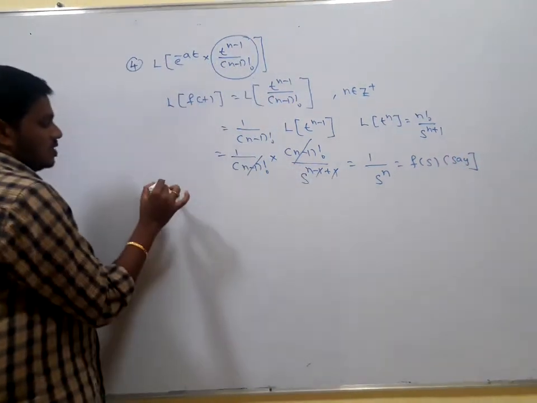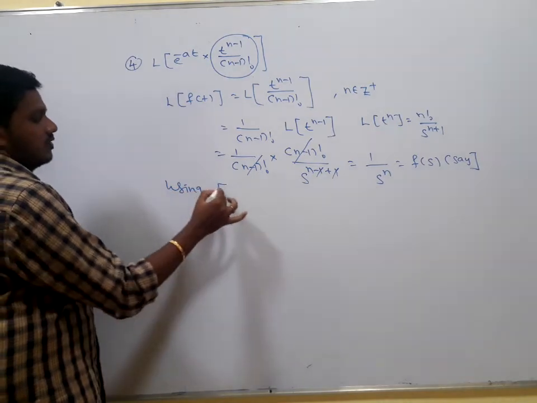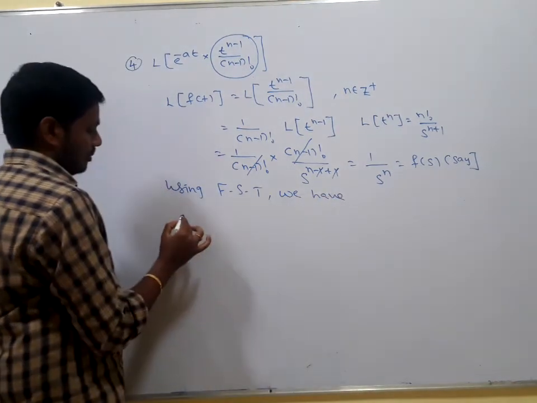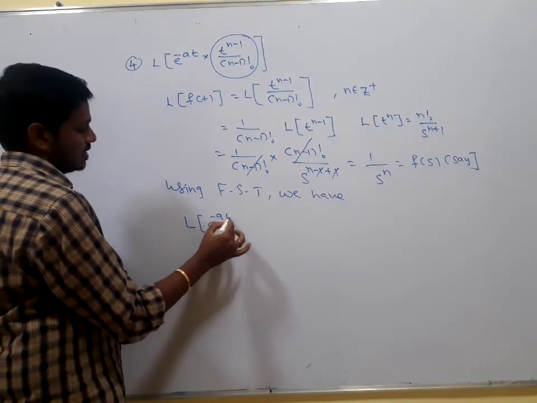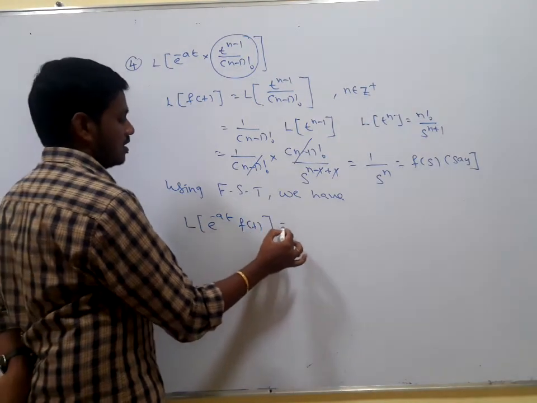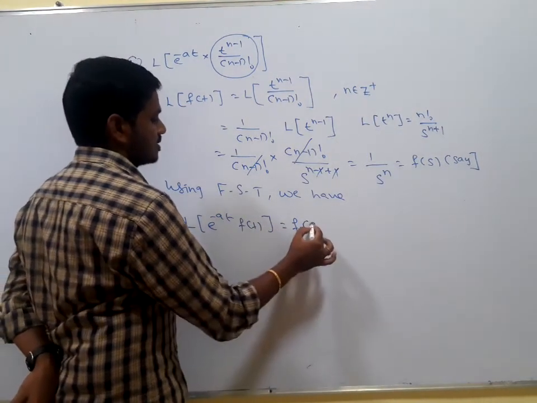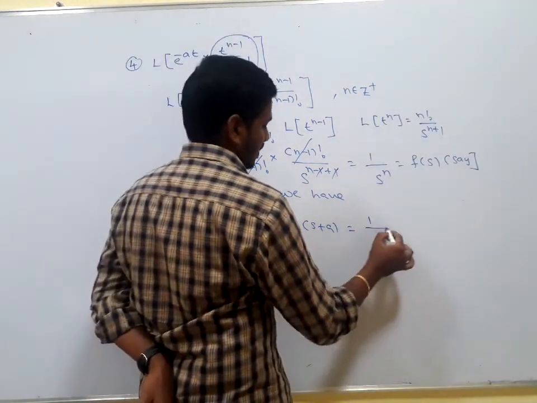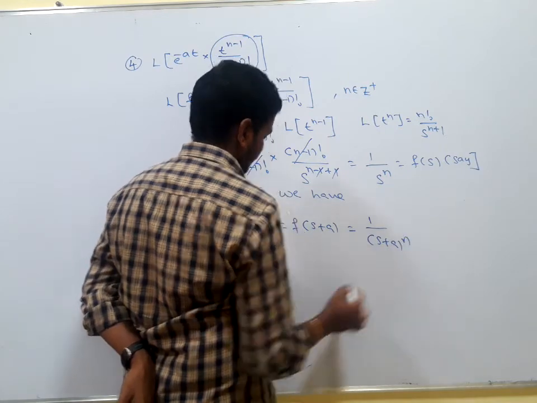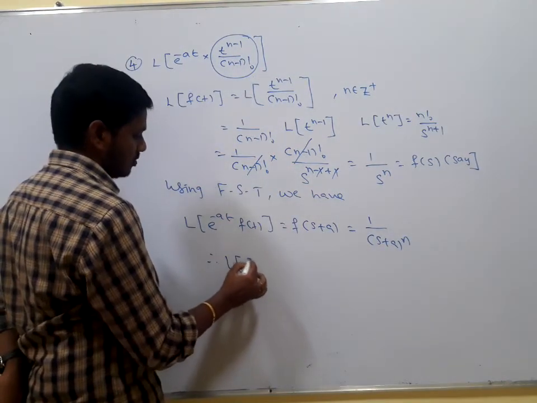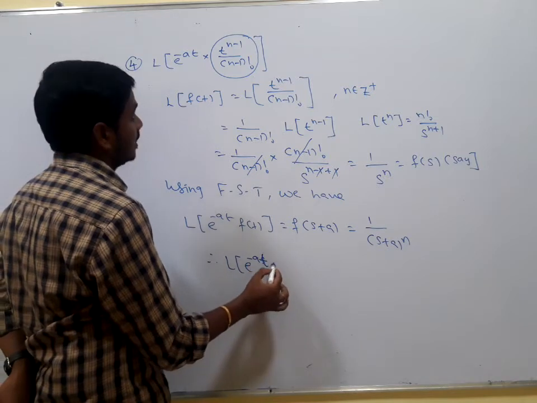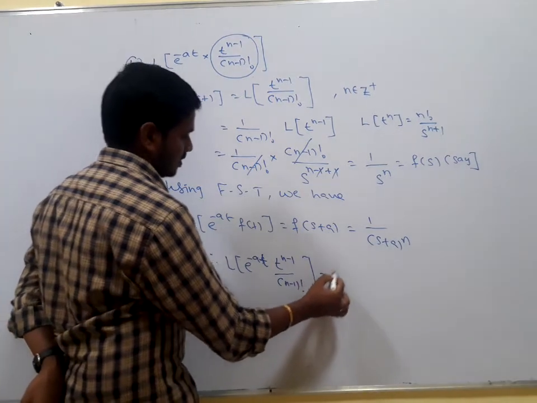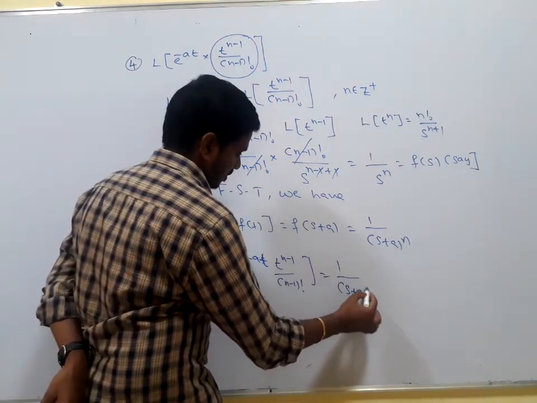Now, combining with the first shifting theorem, the Laplace transform of e to the power of minus at into f of t is equal to F of s minus (minus a), which is s plus a. Just replace s with s plus a, that is 1 by (s plus a) whole to the power of n. Therefore the Laplace transform of e to the power of minus at into t to the power of n minus 1 divided by n minus 1 factorial is equal to 1 by (s plus a) whole to the power of n.